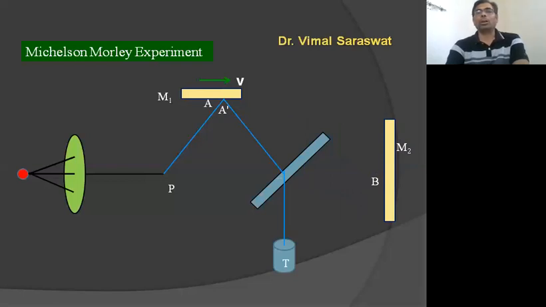Mirror M2 is also shifted from here to here. This is the refracted ray. This ray is reflected by the mirror M2 and enters the telescope. The new position of B is B dash and the new position of A is A dash. A and B are the previous positions of mirrors M1 and M2. So this is our whole Michelson-Morley experiment.